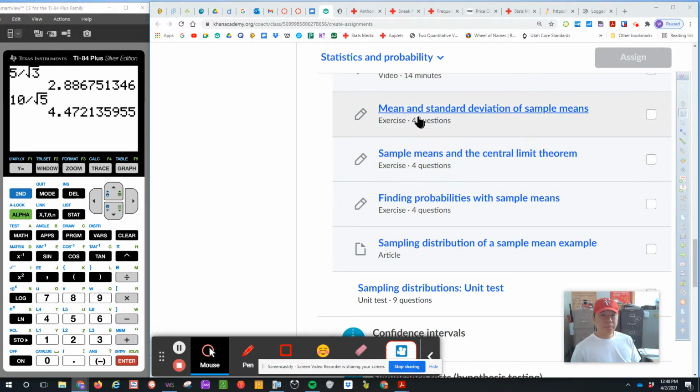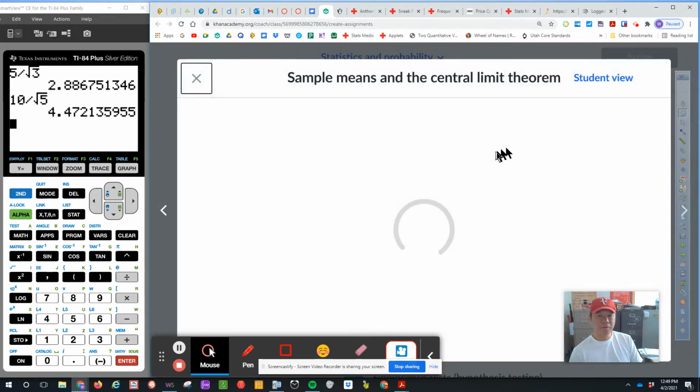So today we did mean and standard deviation of sample means in my last video. To review, the mean of a sample mean is an unbiased estimator, so it should be the same as your population mean, right? And the standard deviation of your sample mean has a formula. It's the population standard deviation divided by root n. N is the sample size. So today we're going to be dealing with sample means and the central limit theorem.